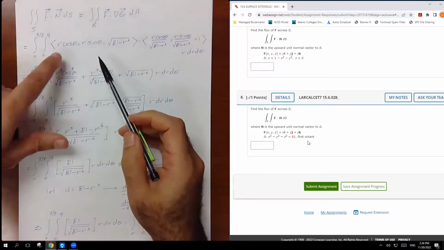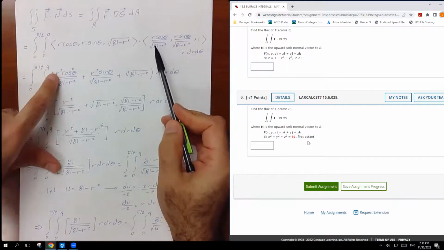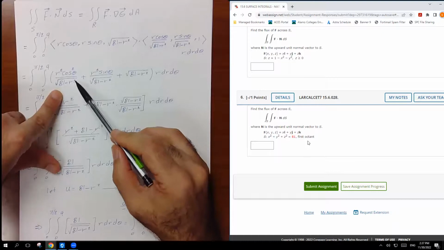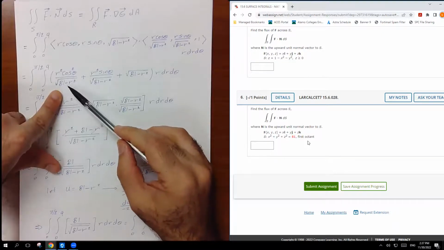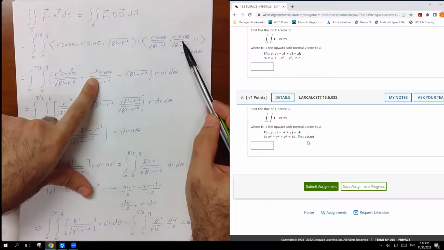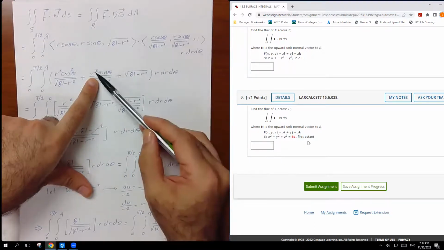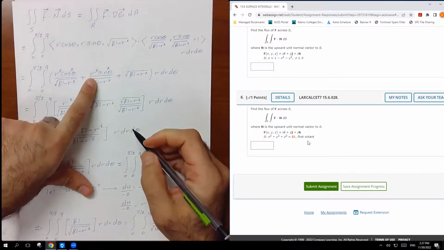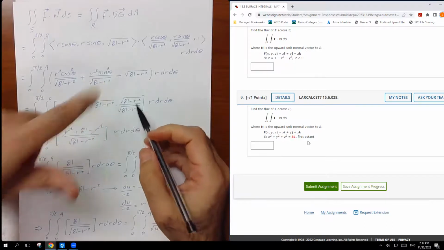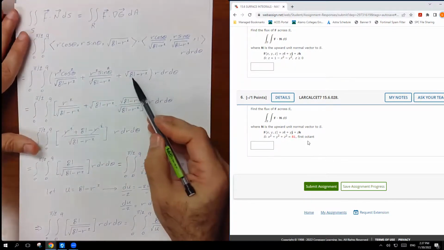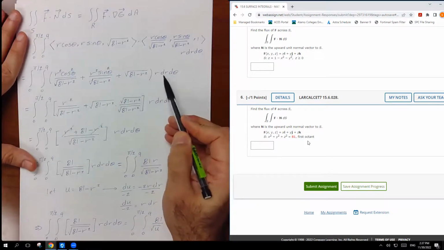Now let's multiply this one times this one: it's going to be r squared cosine squared theta divided by the square root of 81 minus r squared. And r sine theta times r sine theta is going to be r squared sine squared theta over the square root of 81 minus r squared. And this one times 1 is going to be the square root of 81 minus r squared, r dr d theta.